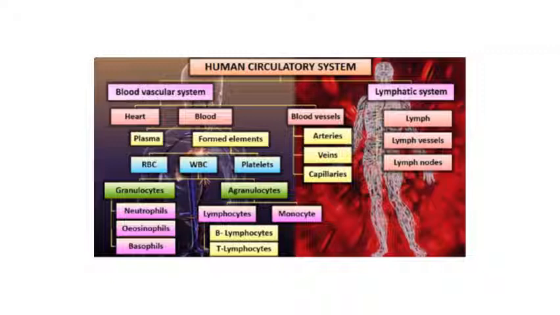If we look at the human circulatory system, then it consists of following things. First is the blood vascular system and the lymphatic system. The lymphatic system will have lymph vessels and the lymph node. The blood vascular system will have the heart, which pumps the blood around the body. It has blood which is made of liquid part and the solid part. The liquid component is the plasma. The solid components are RBC, WBC and platelets.